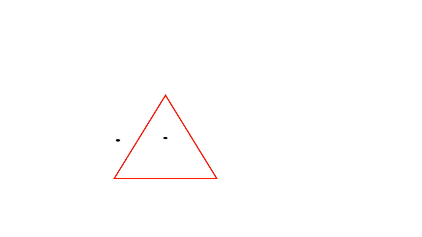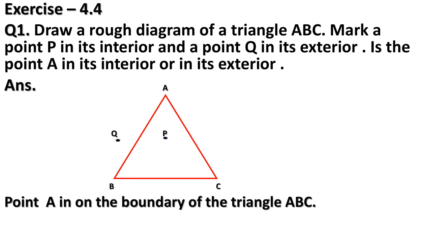Now, exercise 4.4, solutions of exercise 4.4. Draw a rough diagram of a triangle ABC and mark a point P in its interior and a point Q in its exterior. Is the point A in its interior or in its exterior? You have to make one triangle ABC. Okay, P in the interior, Q in the exterior, and A. Now you have to tell whether point A is in its interior or in its exterior.